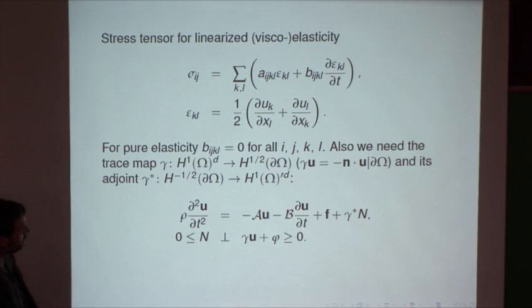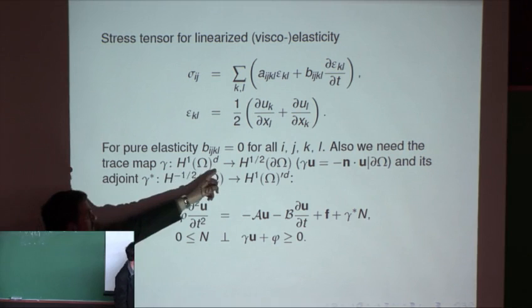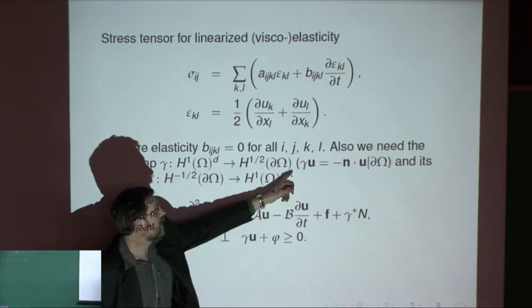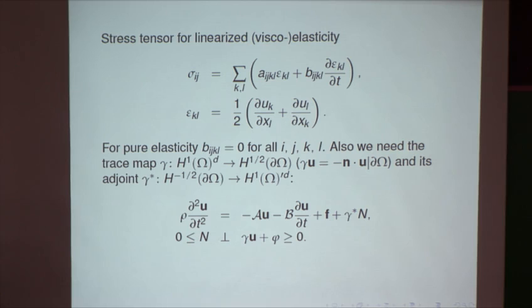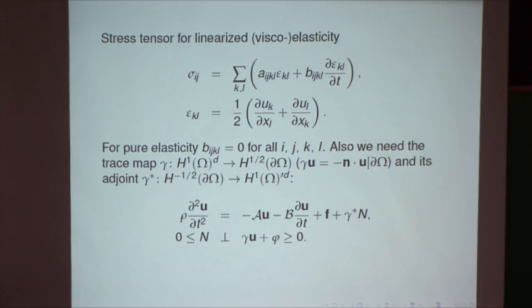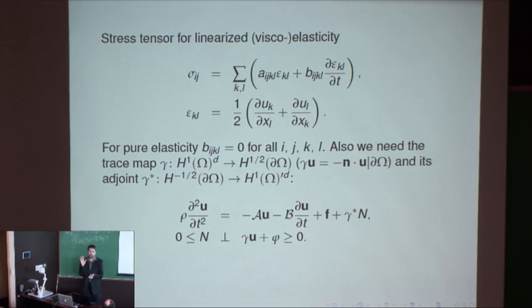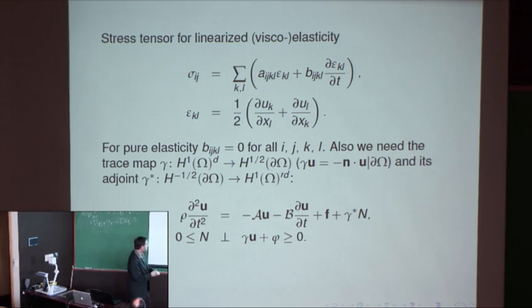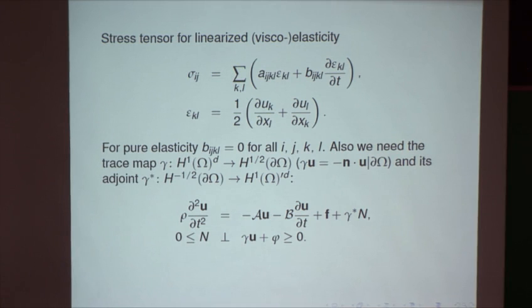We also need the trace map, which takes a function defined over the entire region and gives us the normal displacement on the boundary. And we need its adjoint operator, which takes a function on the boundary and gives us the corresponding force, because what usually happens with elastic bodies and impact is you have contact on the boundary. So you have a sort of delta function on the boundary. You can write it as a partial differential complementarity problem.